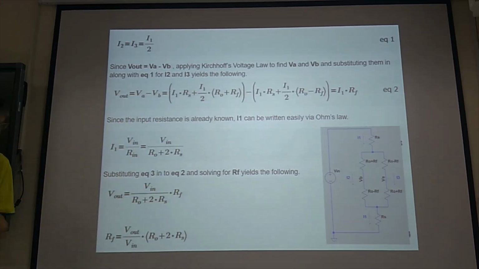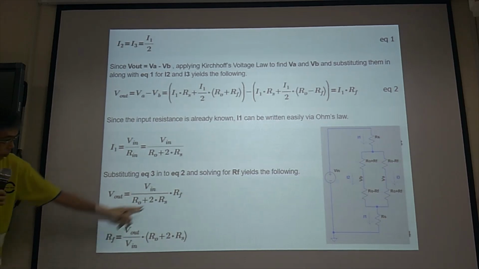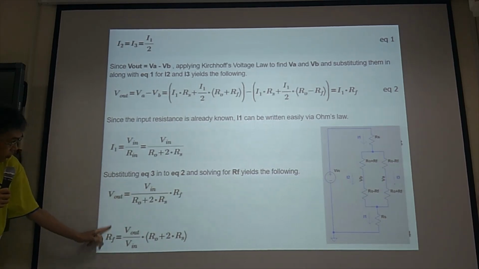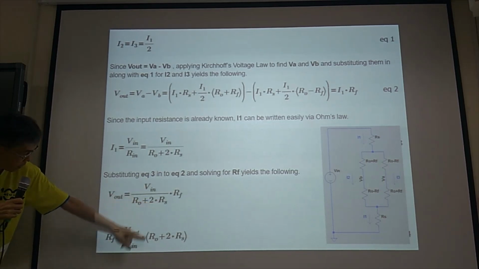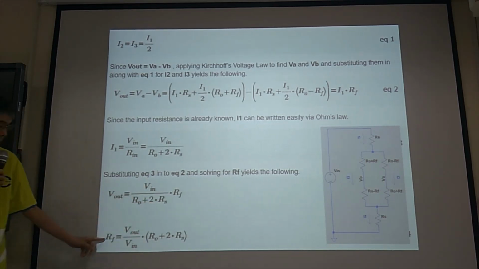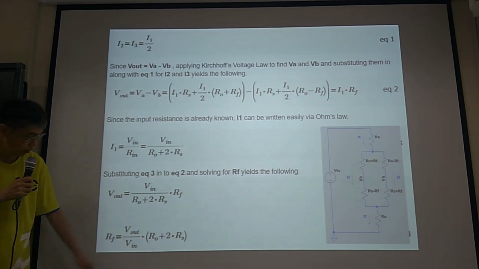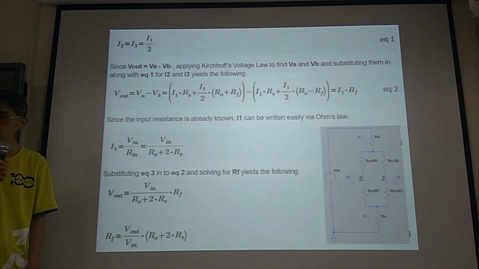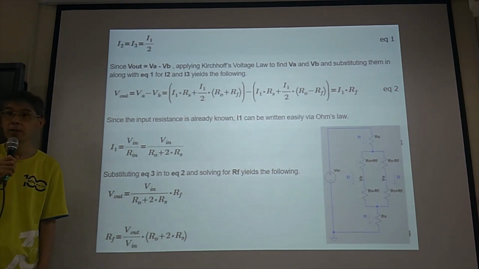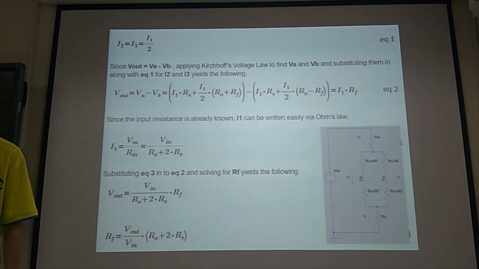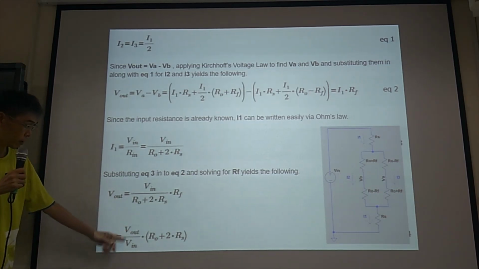So RF equals V out over V in, and RO plus 2RS here. V in is your excitation voltage, and RF is the resistance change due to external force. Then V out is here.